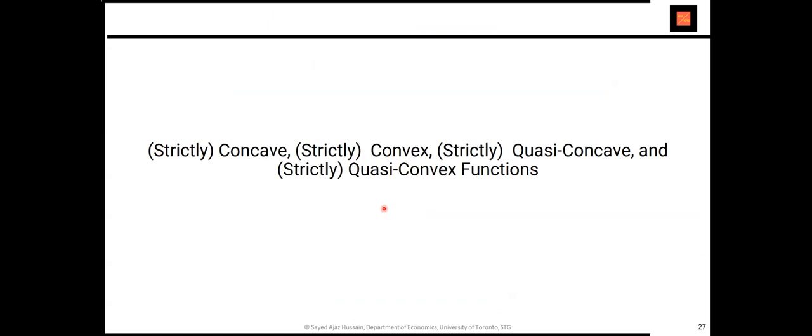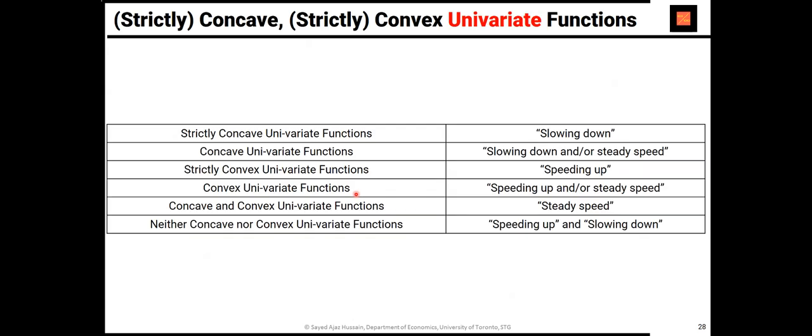Now we go to, quote unquote, concave, convex, quasi-concave. This is very messy. Let's just start slowly. The idea here is let's start with the univariate case. A strictly concave function. So the best way to remember this is imagine you're riding a roller coaster. If you always have the sensation that you're always slowing down, you are on a strictly concave function. If you have the sensation of slowing down or moving at a steady speed, you have a concave function.